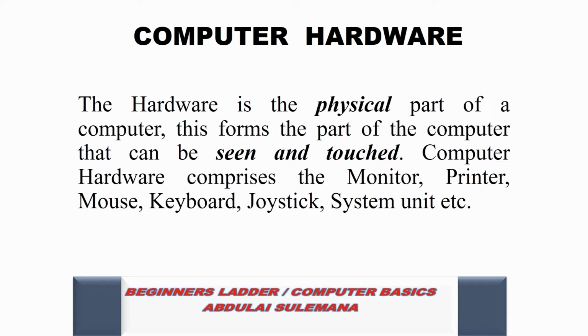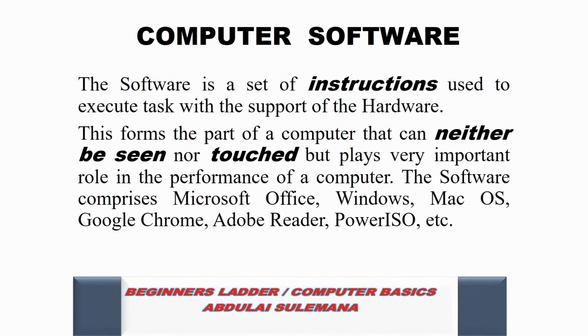And basically, from what we said earlier, it means that not only the hardware makes the computer functional, there is another component called software. And this is to tell us that the software is the part that cannot be seen or touched. So basically, software is a set of instructions used to execute tasks with the support of hardware. This forms the part of the computer that can neither be seen nor touched, but plays a very important role in the performance of a computer.